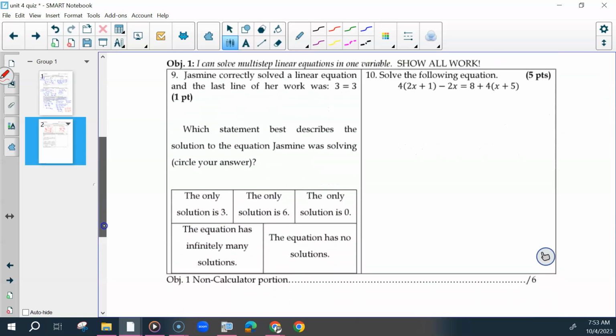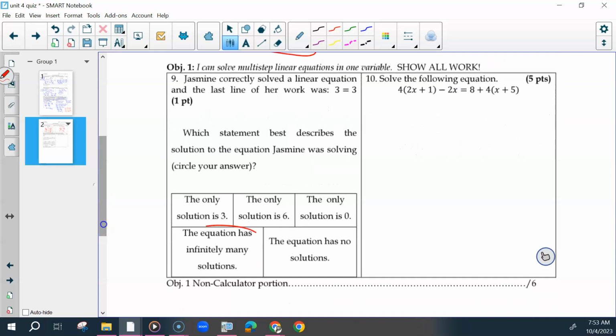Most of us got this one correct. This one should have been infinitely many solutions. Even though it's not 0 equals 0, it's still a number equals the same number. So that would be infinitely many. No solutions would have to be 2 different numbers. These only apply if you see x equals. If you don't see x equal whatever the number is, these don't apply.